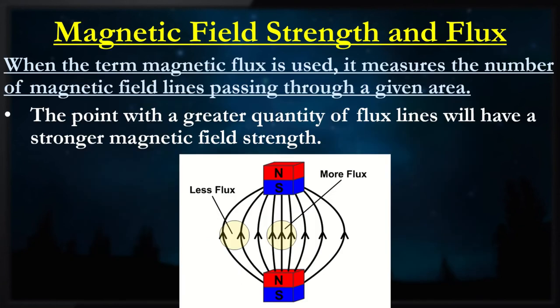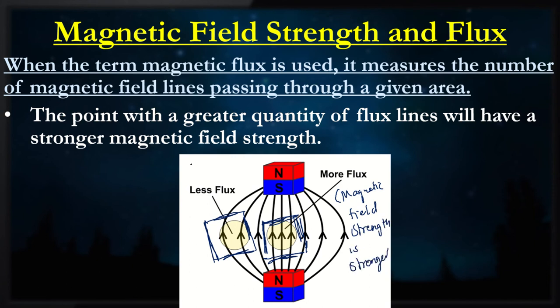Next, we have how to determine the magnetic field strength. It comes down to counting the amount of magnetic field lines, or what we call flux. Flux is a term we use in physics to measure the number of magnetic field lines passing through a given area. So let's say we box this point here, and we box this point here. We can see that at this point here we have more flux, which means that the magnetic field strength is stronger.